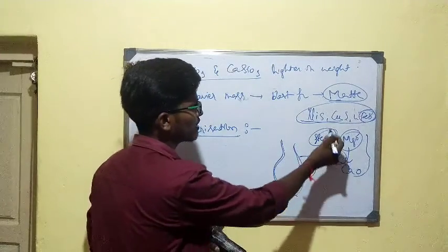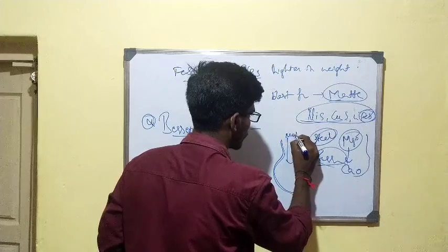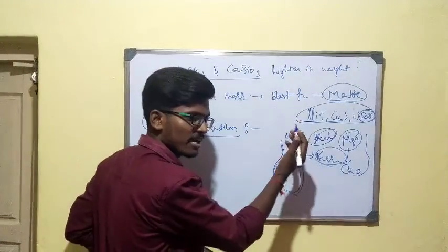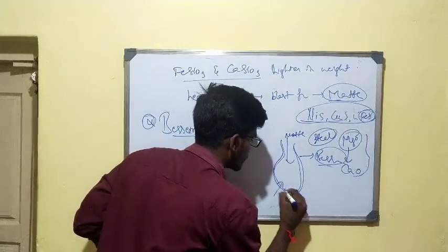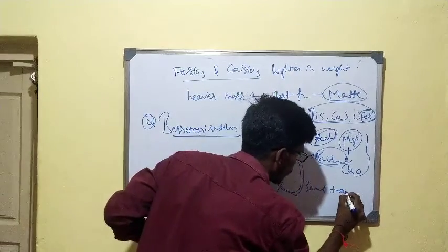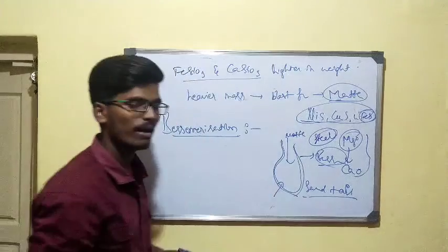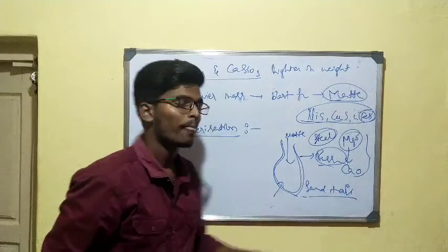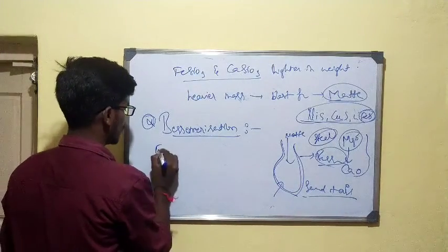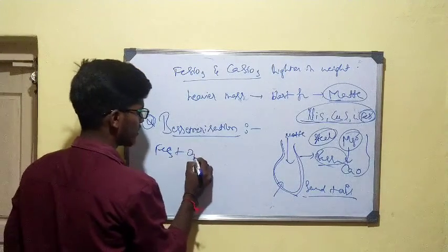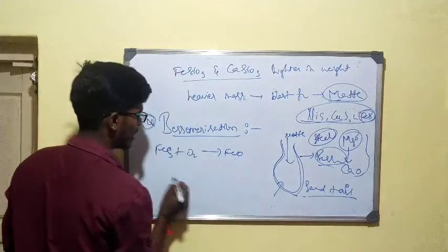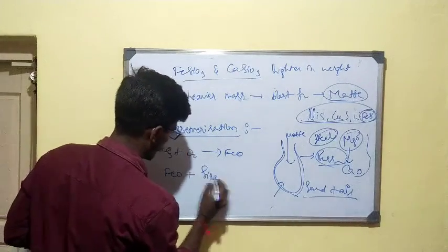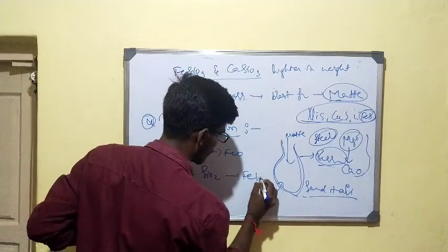Into this Bessemer converter, I am going to take the molten matte. To that matte, I am going to blast sand plus air. I am going to blast some amount of sand, and I am going to blow air. When you blow air, of course your iron sulfide at high temperature will oxidize to iron oxide, and your iron oxide will combine with sand. Sand is nothing but silica, right? Silica will give you FeSiO3.